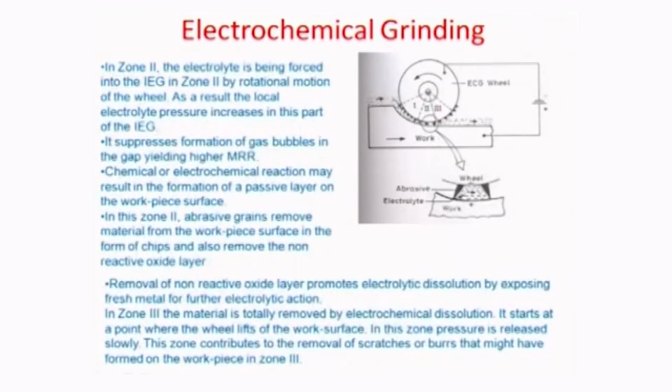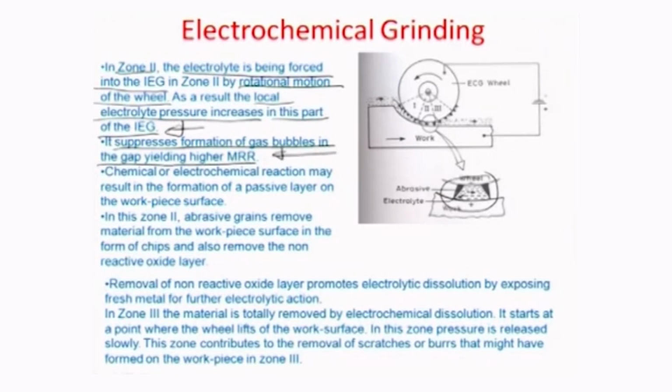So, therefore, in zone 2 the electrolyte is being forced into the equilibrium gap by the rotational motion of the wheel, and because of these formations of electrochemical cells, etc., the local electrolyte pressure increases in this part of the IEG. So, the pressure is very high, and of course, it suppresses the formation of gas bubbles, and that results in yielding a higher material removal rate.